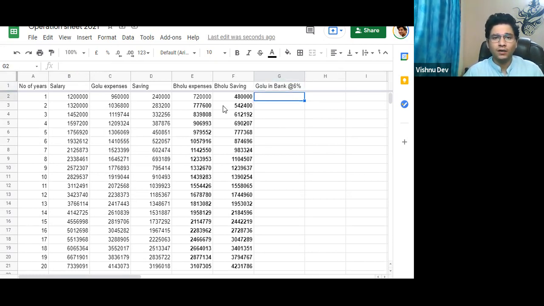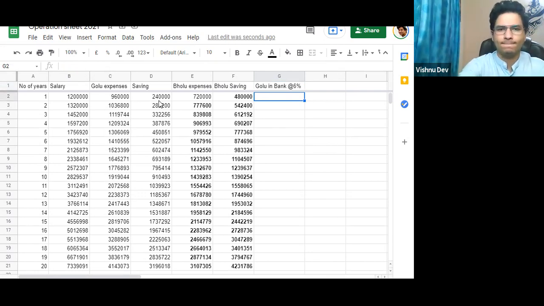Now tell me, for the first year, what was his saving? His first year saving was 2.4 lakh. 2.4 lakh is the principal amount, yes or no? So what is the formula of compound interest? Because this is compound interest.